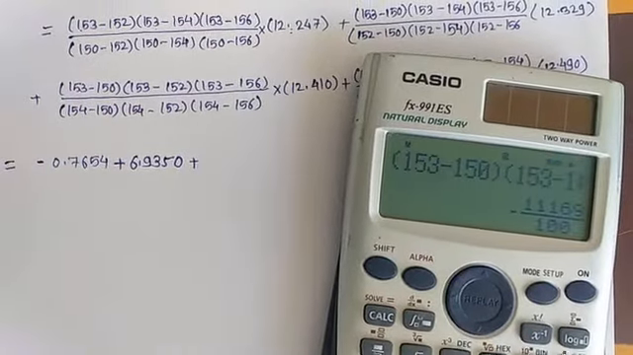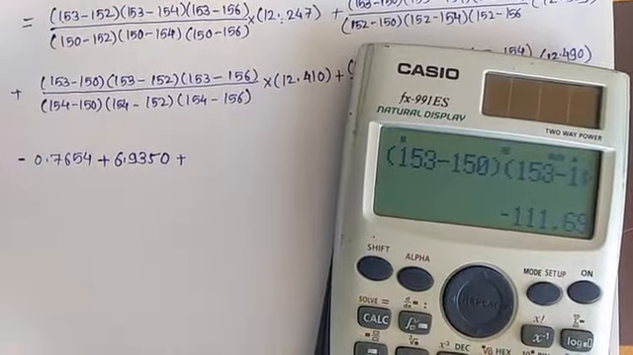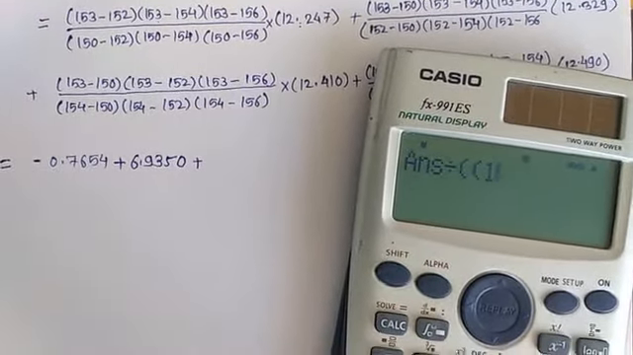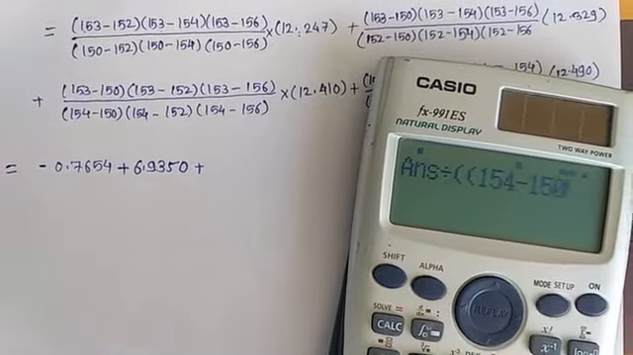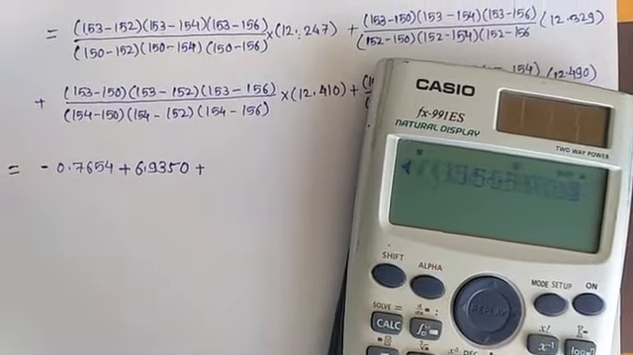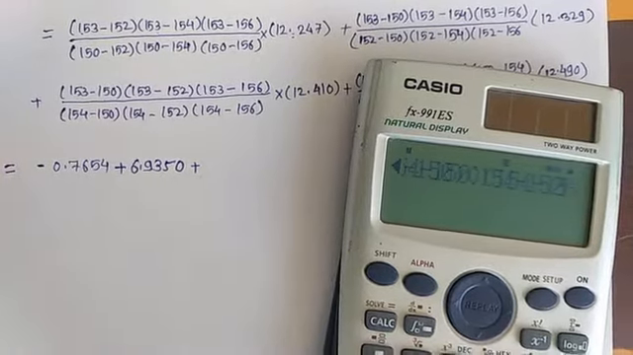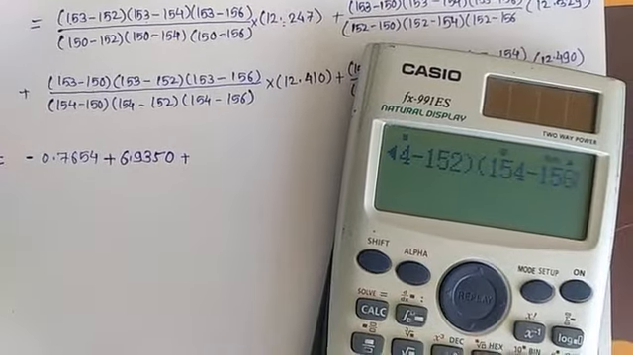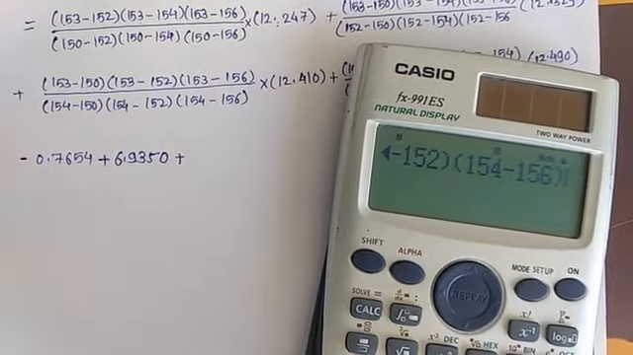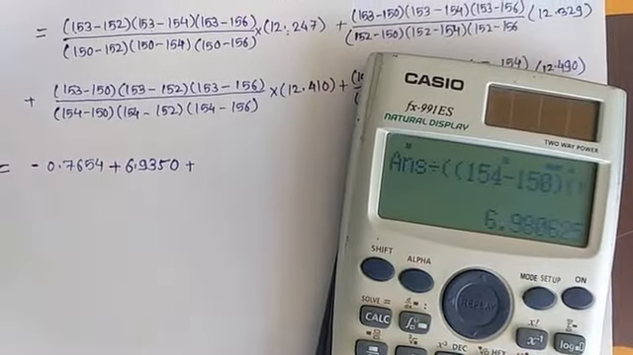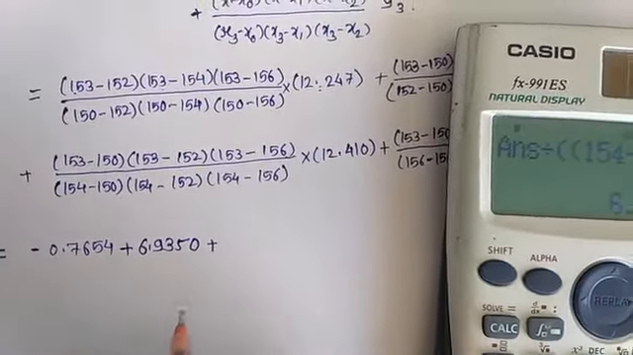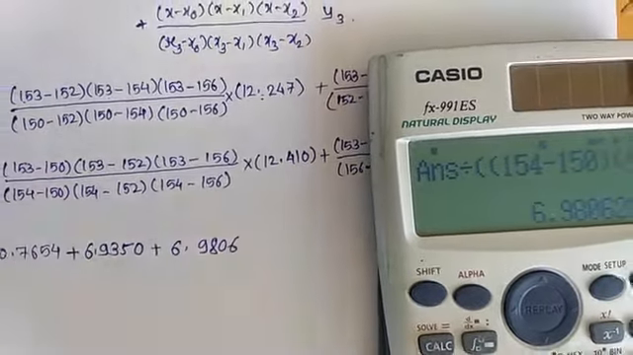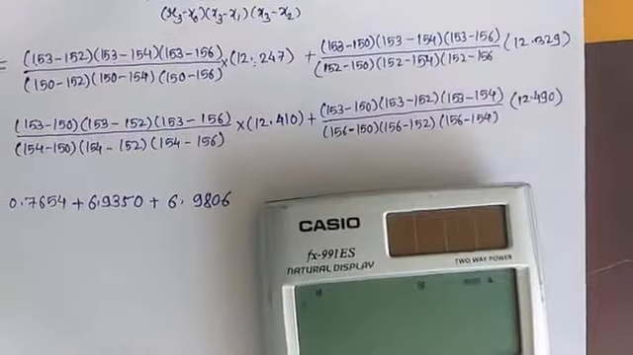Which gives us the value minus 111.69, and divided by the denominator. Again the first bracket is 154 minus 150, into 154 minus 152, into 154 minus 156. We complete the bracket here, which gives us 6.9806.